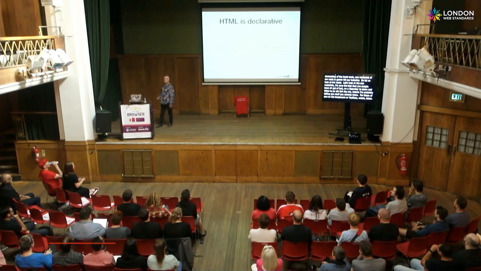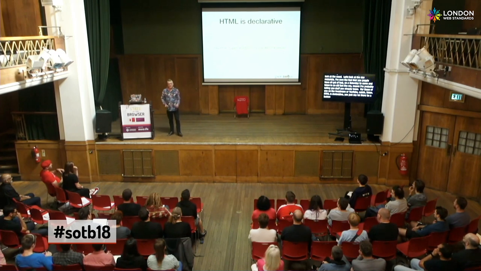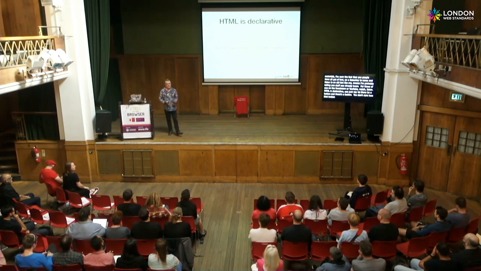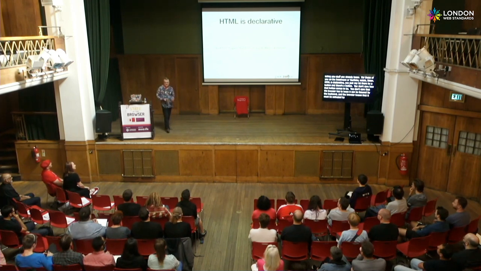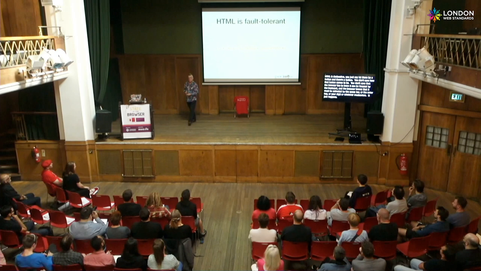HTML is declarative. You just say, let there be a button, and lo, there is a button. You don't care how that button comes to be. You don't care that the browser has to know it can be focused by the keyboard, and that it must be activated by the spacebar, or the enter key, or your digit, or whatever mechanism. It just happens. HTML, therefore, is fault tolerant.